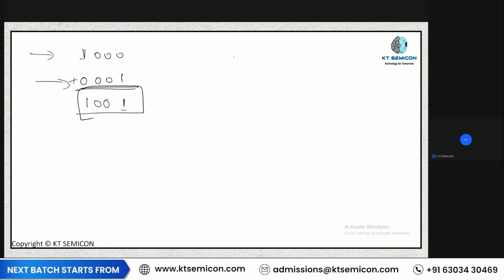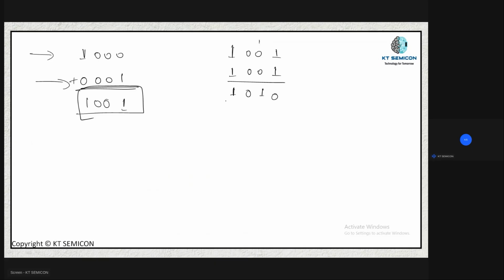Let's say I have two BCD numbers, 1001 and 1001. Now, what is the answer we get if we add these two? 1 plus 1 is 0 with a carry, and so on, giving 1 0 0 1 0. But the lower digit 1010 is an invalid BCD code. This is an invalid BCD code.